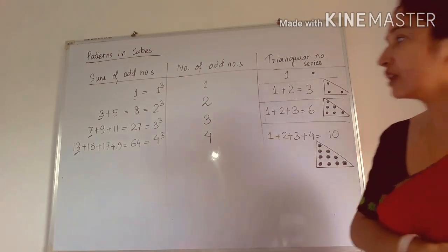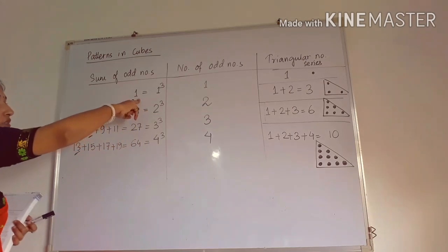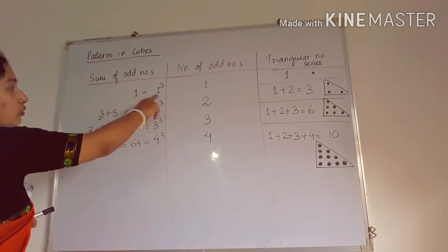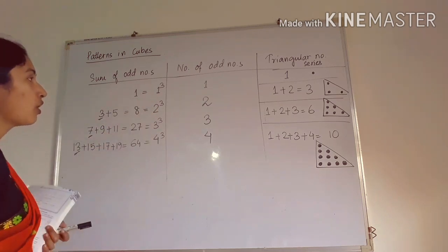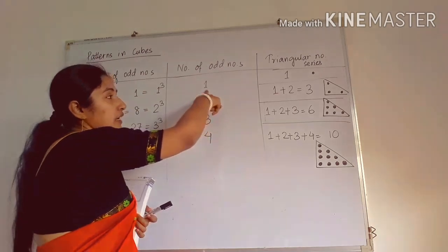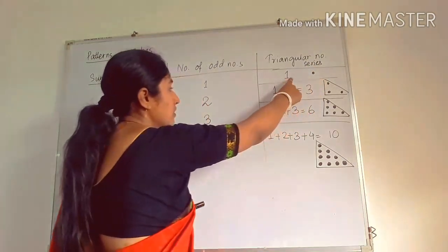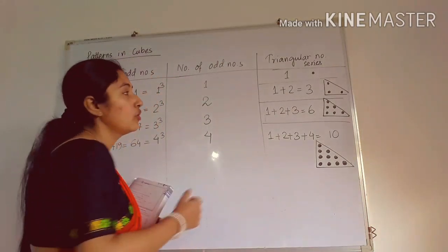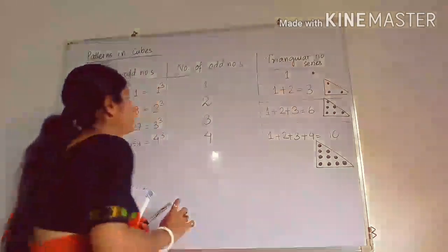So first, see, here I have written 1. 1 is 1 cube. So 1 cube is 1. How many odd numbers are there? Only 1. So that means we are writing here 1. And what is the triangular number series? See, 1 is a triangular number, we already know. So we can represent it like a dot. This is a triangular number.